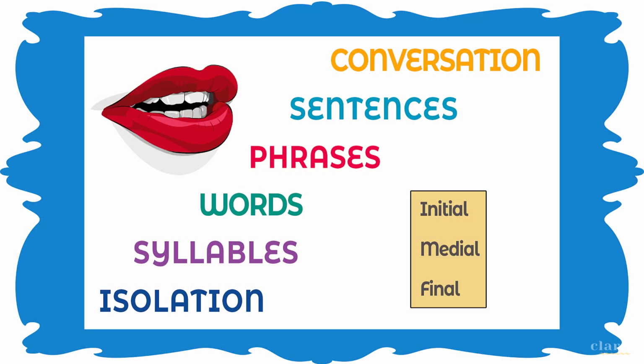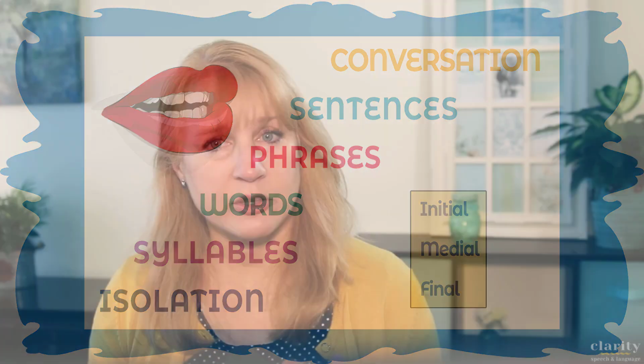Within each of those levels, you will practice that sound at the beginning of words, the middle of words, and the end of words. This is because the position of the sound in the words can make a difference in how easy it is for the child to pronounce. We want the child to practice it in different contexts to gain proficiency in regular speech.